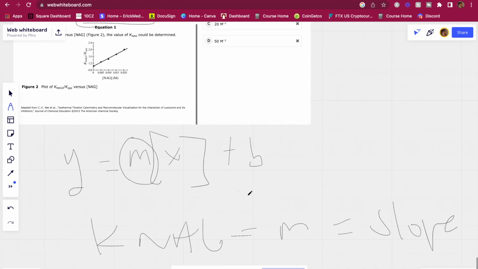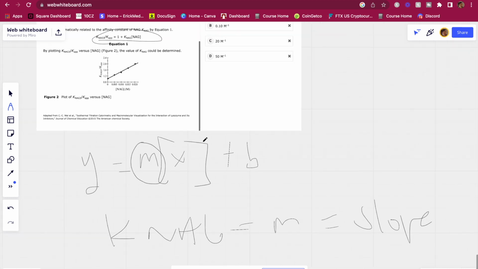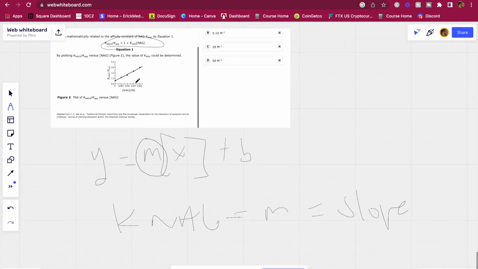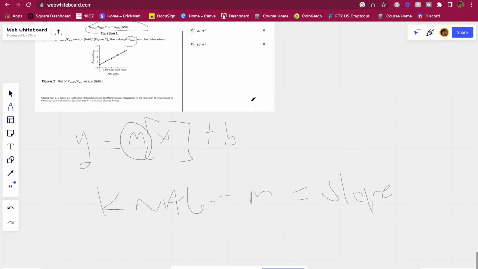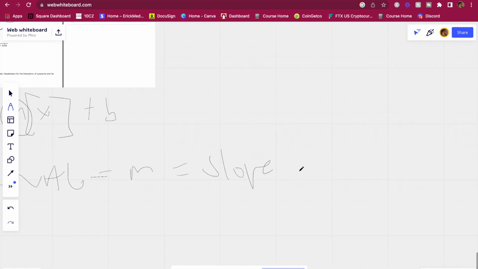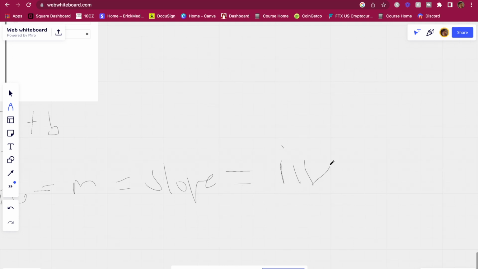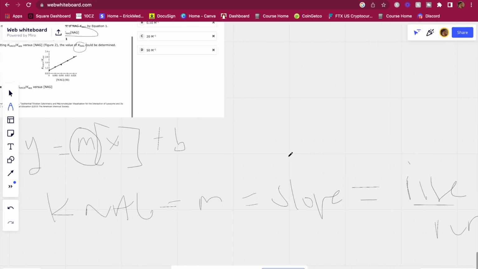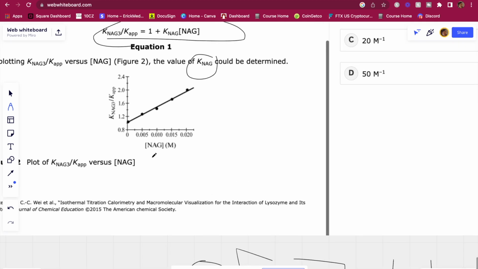Slope of what? Luckily they gave us this plot right here, and they told us the value of K NAG could be determined. So how do we find the slope of this? Go back to grade school. Rise over run. So the rise at 2 different points and the run at 2 different points. Here's the first point and here is the second point. We could use any points really, but these are easier because this is just 2 and this is 1 here. So I'm going to use those points.